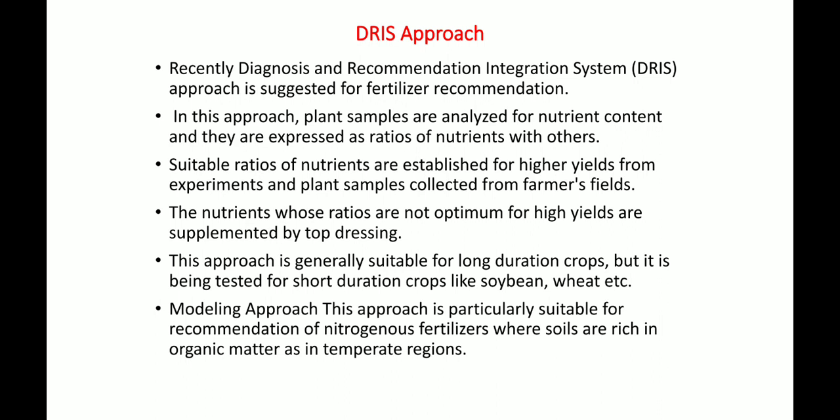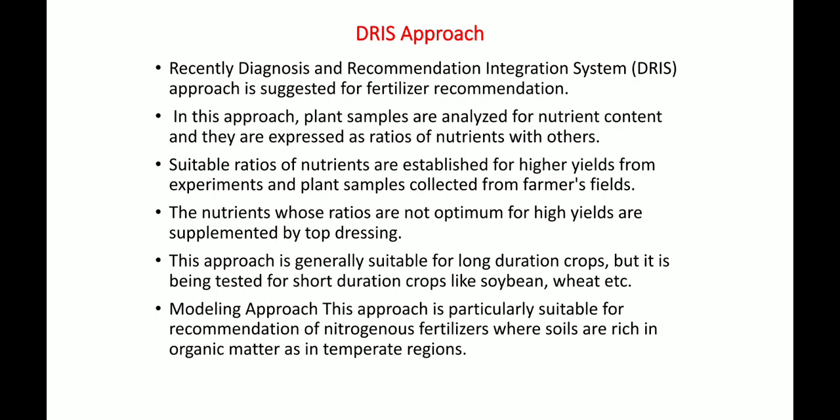But in the case of the DRIS approach, both soil and plant samples are collected from the farmer's field and analyzed in the laboratory for both macro and micronutrients. In the case of plant samples, whatever nutrients or fertilizers are applied to the crops, the uptake of the nutrients should be evaluated. And in the case of soil, the initial or final nutrient balance after harvesting of the crops, or whatever nutrients are present initially, should be assessed with the help of DRIS. In the DRIS approach, the nutrient ratios are specified to get optimum or higher yields.